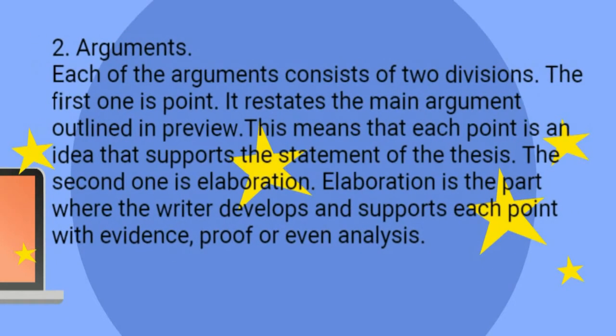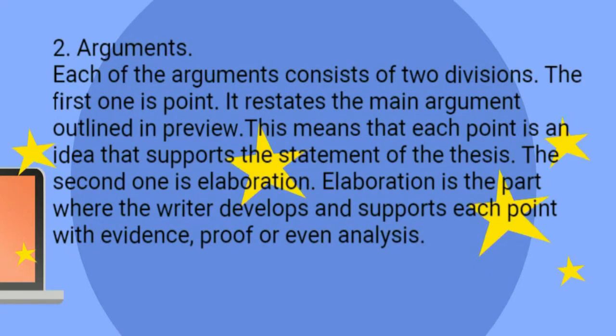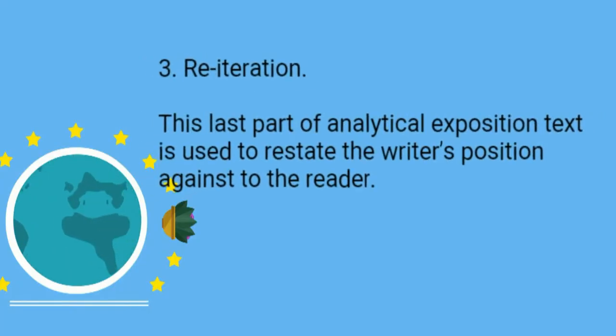2. Arguments. Each of the arguments consists of two divisions. The first one is point. It restates the main argument outlined in the preview. This means that each point is an idea that supports the statement of the thesis. The second one is elaboration. Elaboration is the part where the writer develops and supports each point with evidence, proof, or even analysis. 3. Reiteration. This last part of analytical exposition text is used to restate the writer's position to the reader.